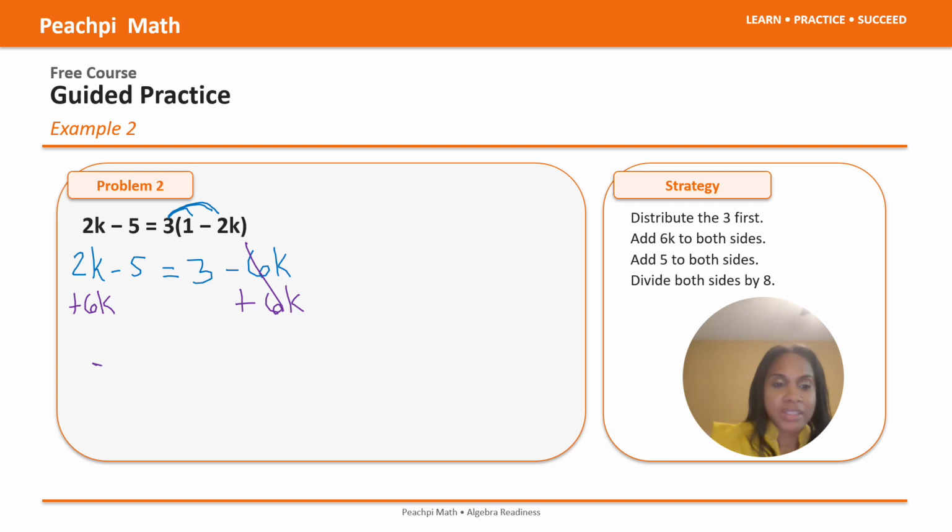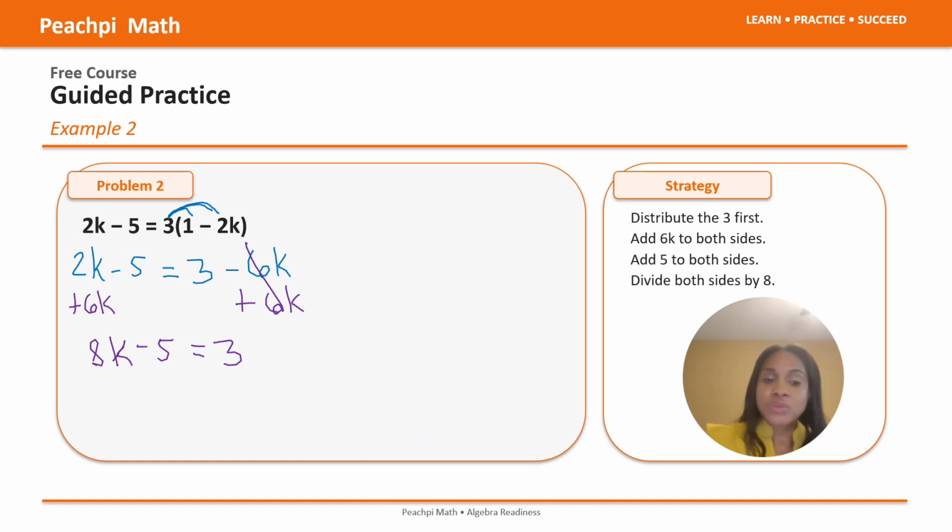2k plus 6k is 8k. Bring down that minus 5 and bring down that 3. And like I said, you could have done it the other way, but again, I just tried to eliminate using negatives because it's easier to make mistakes with negatives, I think. All right. So now we have 8k minus 5 equals 3.